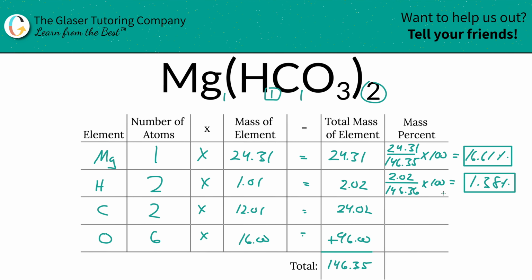That's it for hydrogen. Then for carbon, now we take the total of carbon divided by the total of the entire thing, and then multiply that by 100, and we get a percentage here of roughly 16.41 percent.